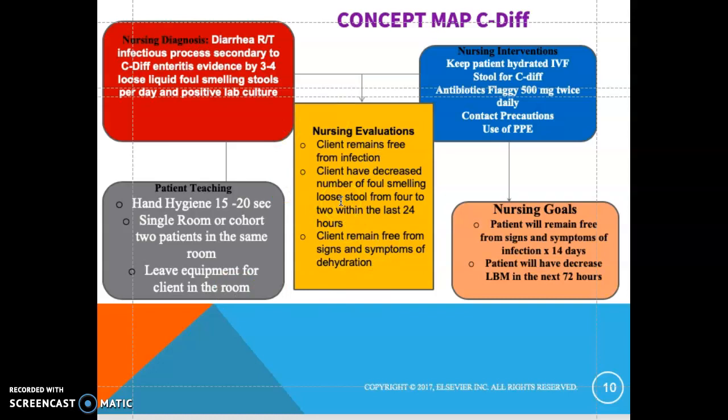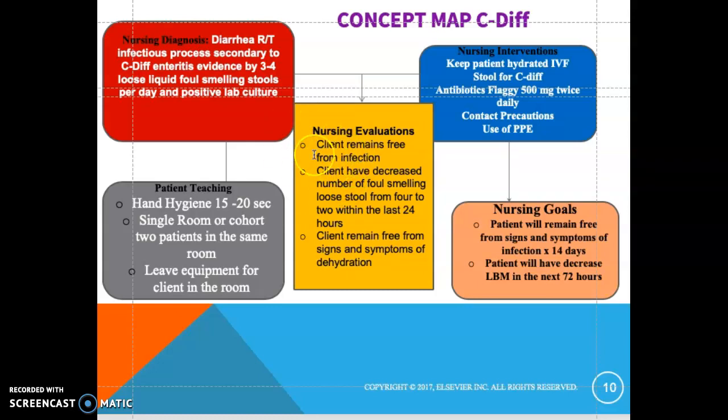Your nursing evaluation is based on your nursing interventions. Were they met? Do you need to go back and tweak these interventions? Sometimes you may have to go back and tweak it. Some of the interventions may work, some may not work. So it's a continual process whereby you have to go and make adjustments to your nursing interventions.